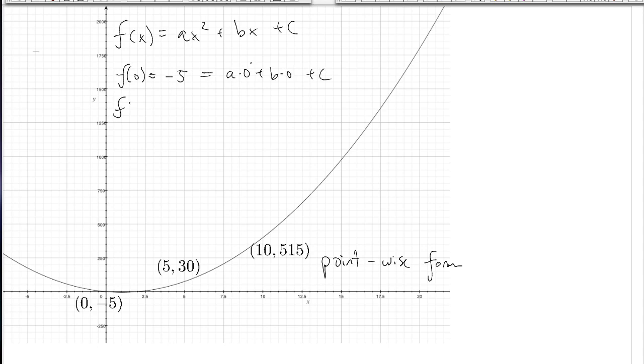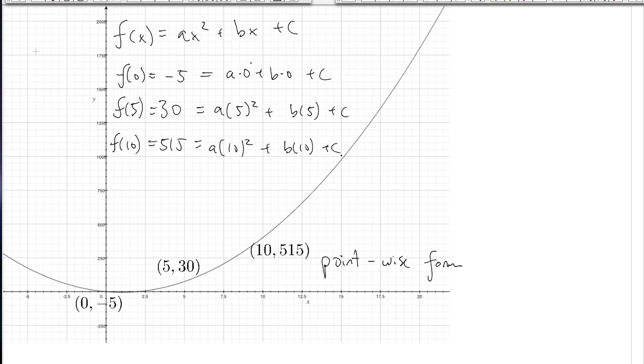We know that f of 5 is equal to 30, so a times 5 squared plus b times 5 plus c is equal to 30. And we know that f of 10, which is equal to 515, is equal to a times 10 squared plus b times 10 plus c. So notice we have 3 equations, and we have 3 unknowns. So we can solve this.